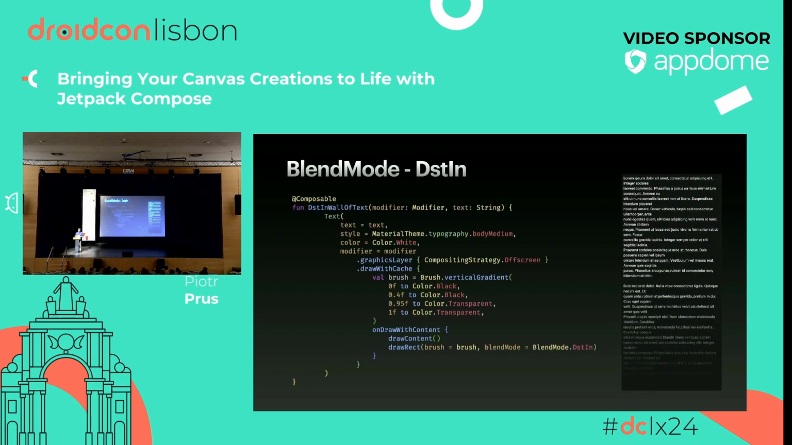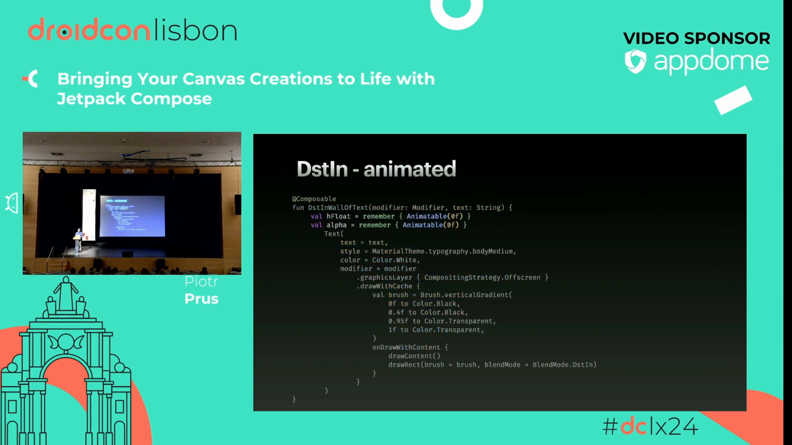Otherwise, again, okay. So now let's animate that. To animate that, I put two new variables here in the composable. One is h float, which will be the percentage of our height of the blend, and then alpha, which is obviously just opacity of one of our colors.